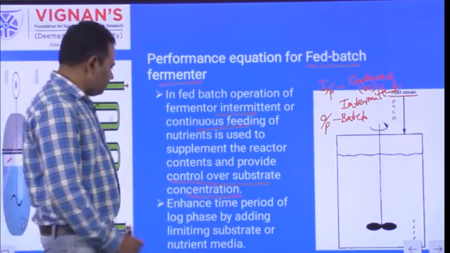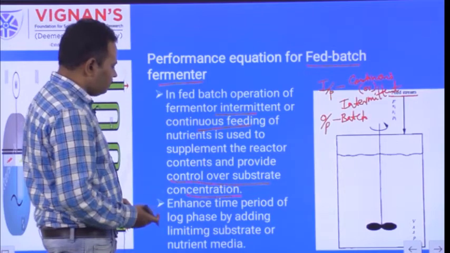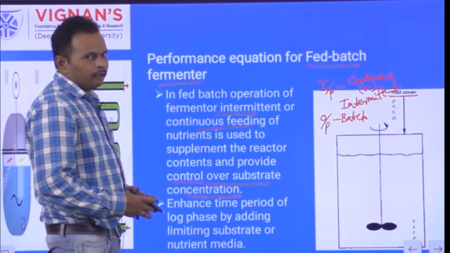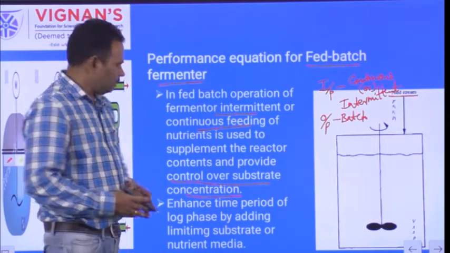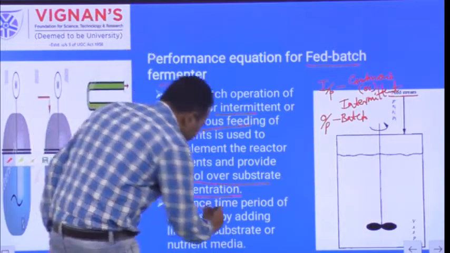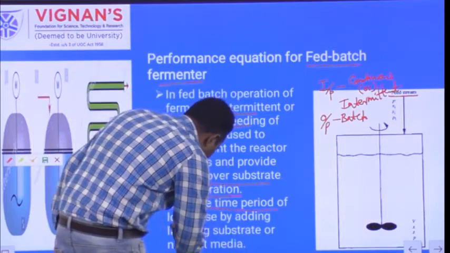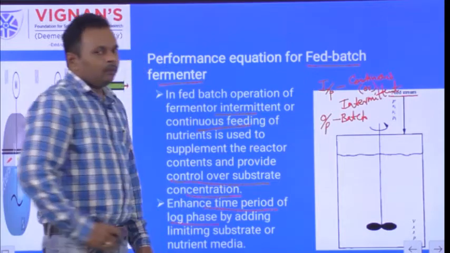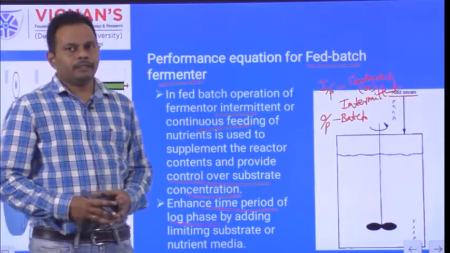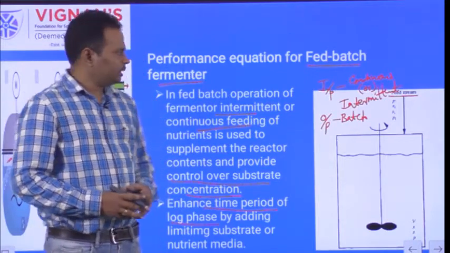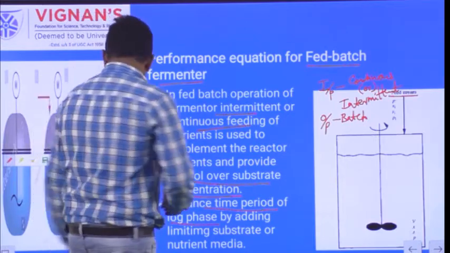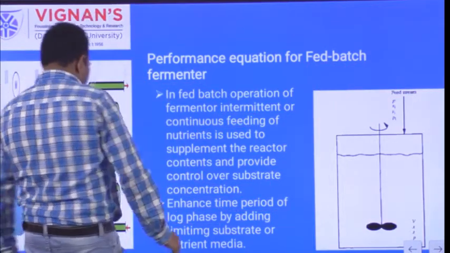Since we have the provision for continuous or intermittent feeding, we can enhance the time period of the log phase or exponential phase. And this is the diagram of the fed batch fermenter.